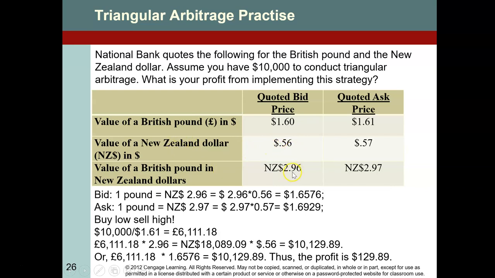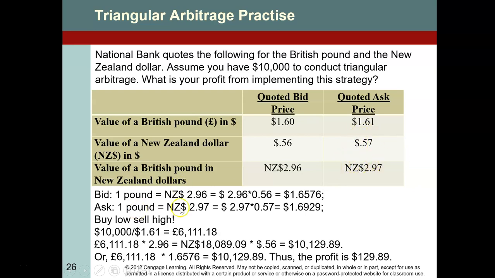So we can use this 2.96 multiplied by 0.56. So we have 1.6576 as the US dollar exchange from £1, which is higher than the bid price for pound to US dollar. Okay, and for the ask price, again, we can use these two numbers multiplying by each other.